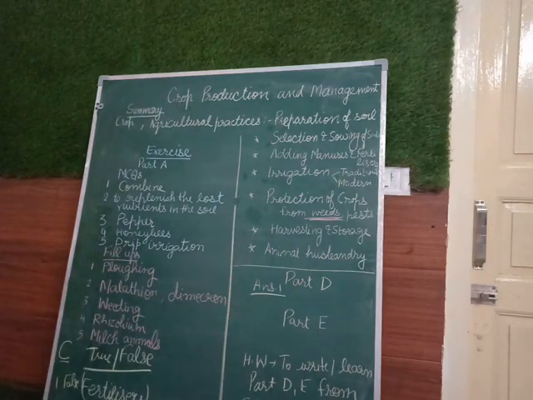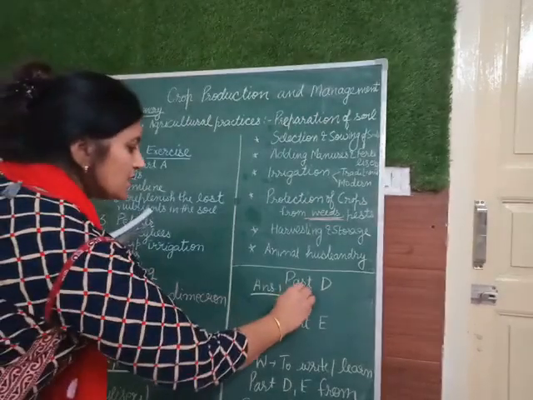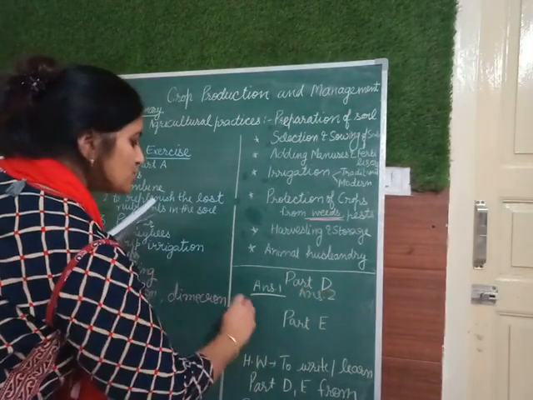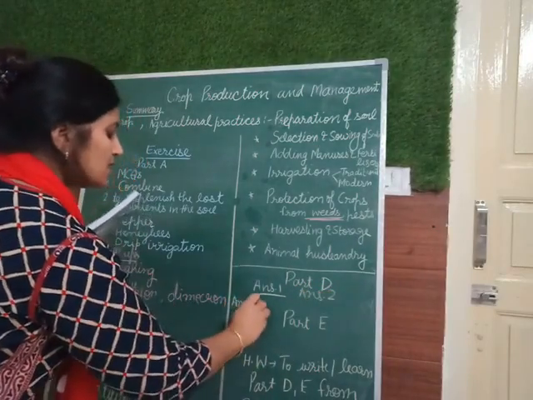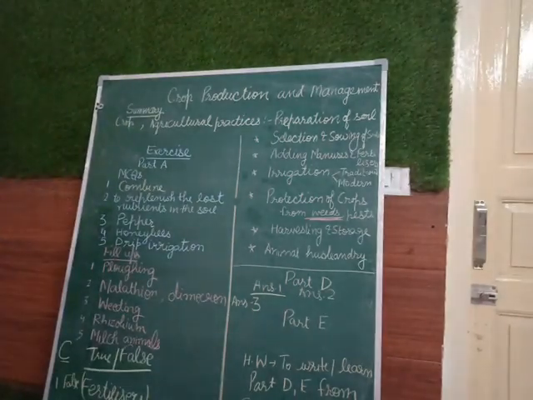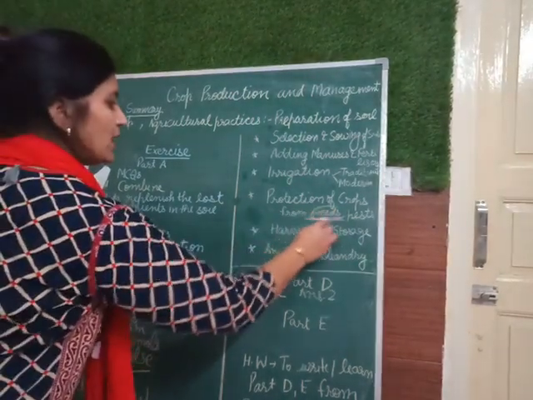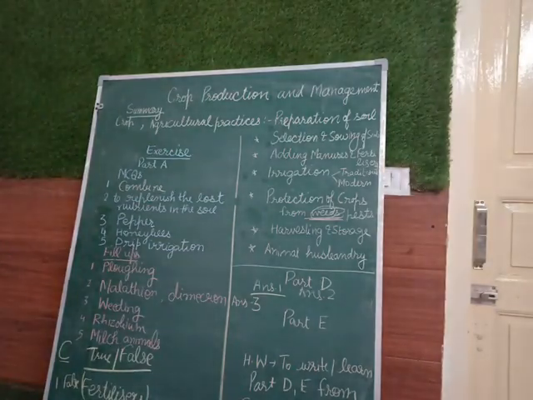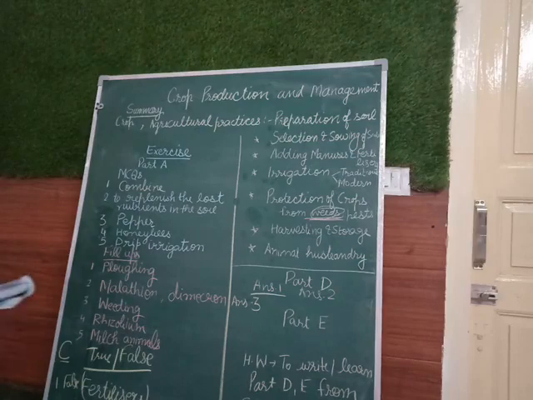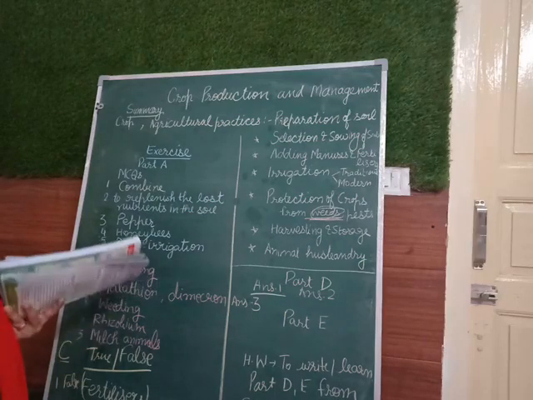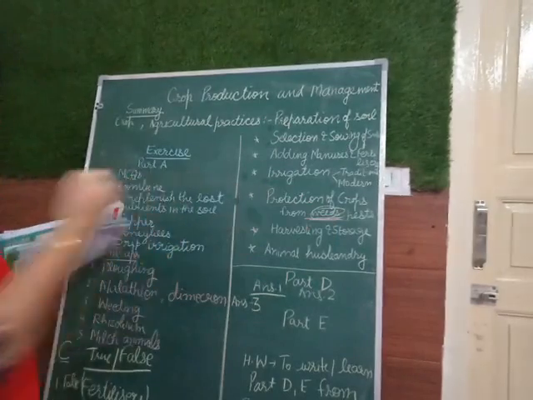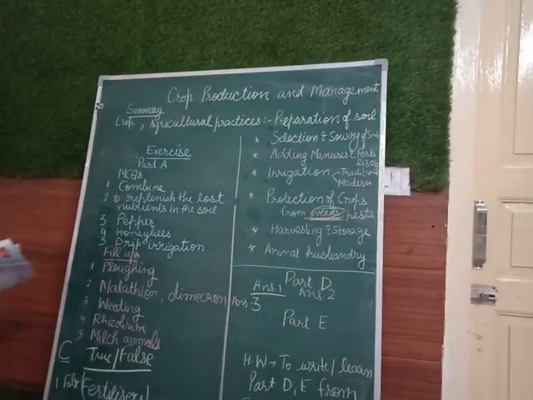Now third question, weeds should be removed from the plants. Why? Why should we remove the weeds from the plants? What will happen if we do not remove the weeds? Weeds should be removed because they compete with the crop plant for nutrients, water and sunlight. Unwanted plants, weeds, will take water, nutrients and sunlight, and our crop will not get them. That is why we should remove the weeds.